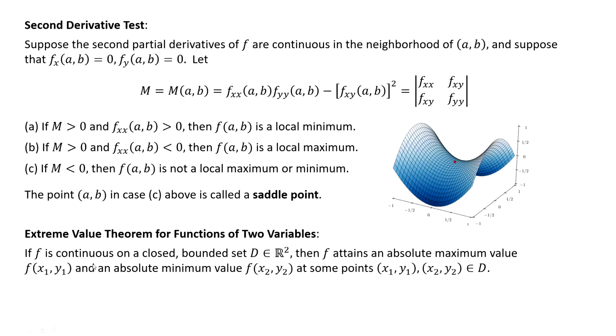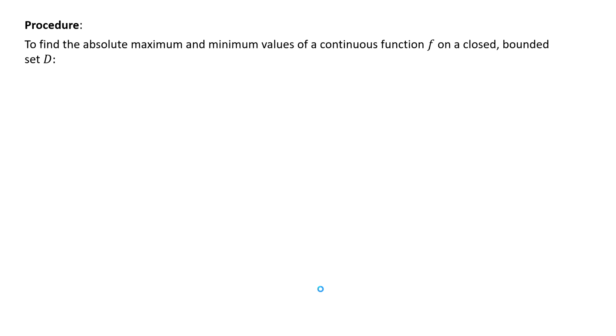Let's look at that again. If f is continuous on a closed bounded set D, then f is guaranteed to attain an absolute maximum and absolute minimum somewhere in that set D. Guaranteed is the idea. So what's the procedure? To find the absolute maximum and minimum values of a continuous function f on a closed bounded set D, we follow a few steps. Step 1, find the values of f at the critical points of f in D.